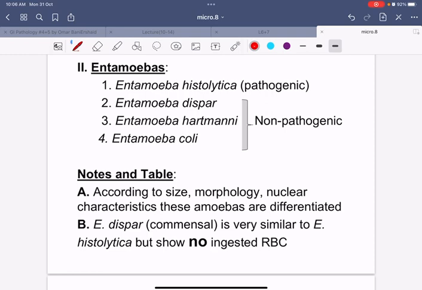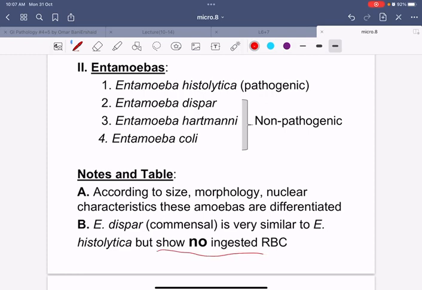Now let us have notes and then a table that will make it easy for us to differentiate between them according to the size, morphology, and the nuclear characteristics. These Entamoeba can be differentiated, and I said that. And also, we can differentiate Entamoeba from other amoeba in this category. Entamoeba dispar is very similar to Entamoeba histolytica, but shows no digested RBC.